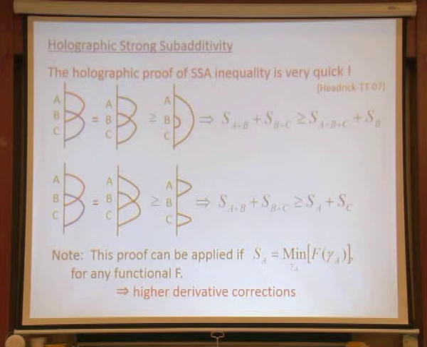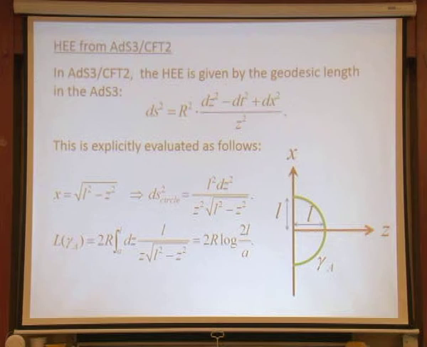So even in that case, strong subadditivity should be immediately improved. The simplest example is AdS3/CFT2. This case is the most important, so I will just quickly look at the detailed calculation.